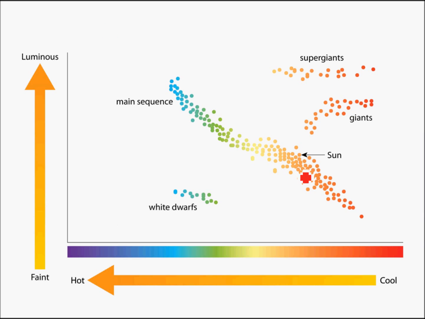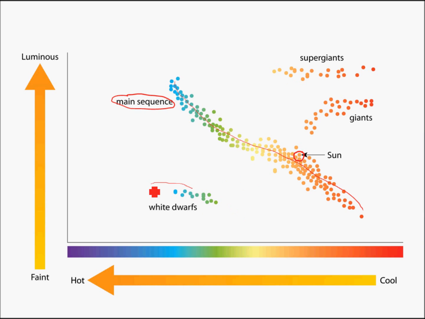Now, here's the sun, and the sun, with its temperature and the amount of luminosity it's giving out, is quite an average sort of star. It appears in this whole section here, which we call the main sequence, and the vast majority of stars appear inside this main sequence. There are a couple of other regions where you find stars.